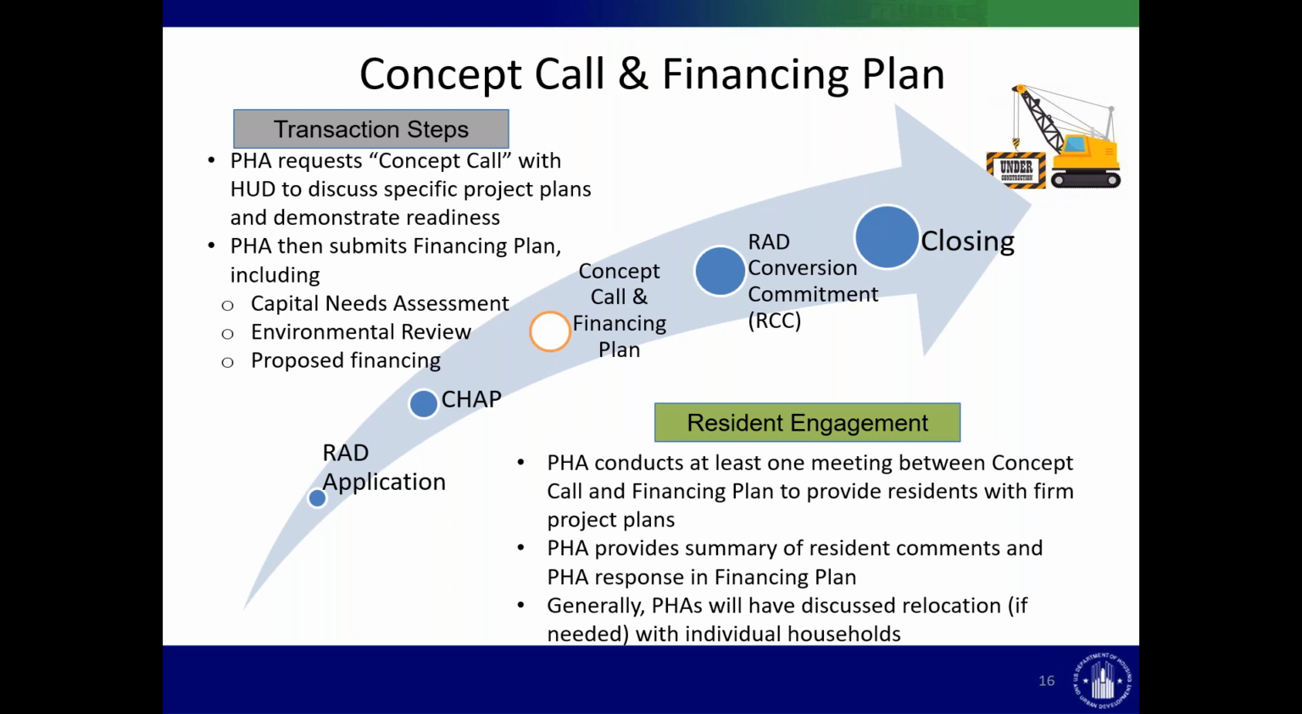Continuing on to the concept call and financing plan. Once the PHA has identified its scope of work, secured financing commitments, and performed other due diligence, it'll request a concept call with HUD to discuss its firmer plans and demonstrate that it's ready. If we determine that the PHA is ready to submit its financing plan, within a month or two, the PHA will then submit to us the capital needs assessment, environmental review, proposed financing, and other items.